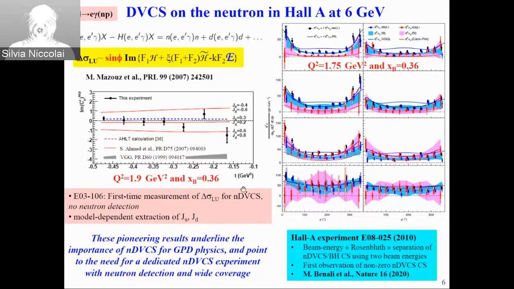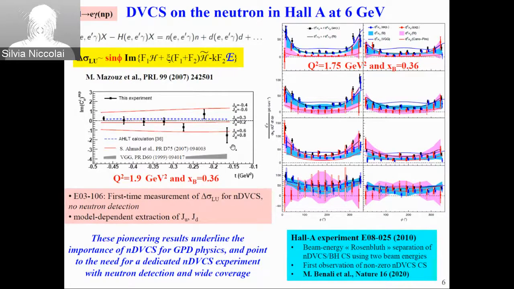And this first experiment had big uncertainties both on the statistical and the systematic level, but it was very important because it pointed to the importance of this observable and achieved a first model-dependent extraction of Ju minus Jd.